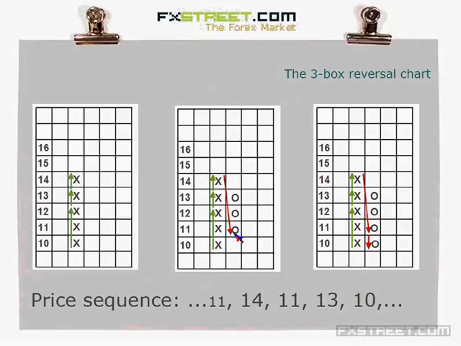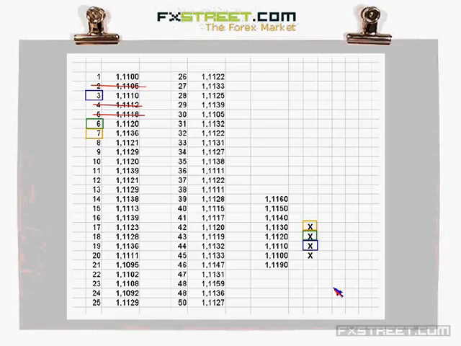So we need to wait for a reversal which corresponds to the value of 3 boxes. The value of 1 box is discretionary. You can establish it from the beginning: how many pips does 1 box correspond to? And by saying I'm constructing a 3-box reversal chart, you will only register a reversal when it is above 30 pips. So once we have printed the price 13, it goes back to 10, and then we can plot the 10 in the next box below the last O.